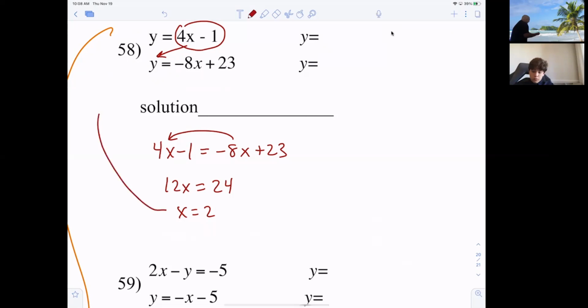And now I just plug 2 in for x. Doesn't matter which equation.